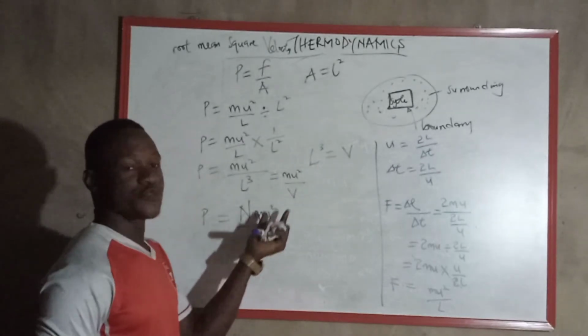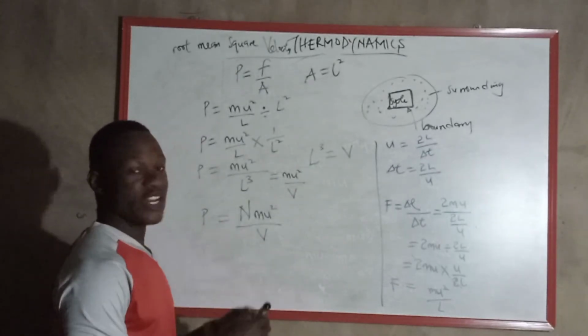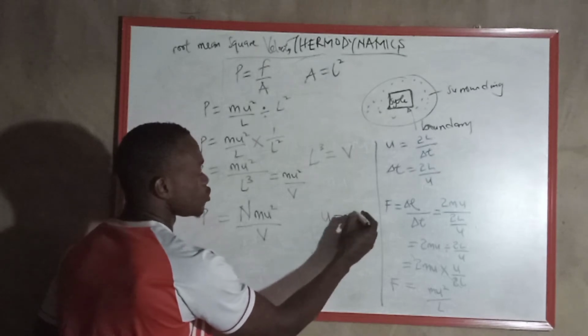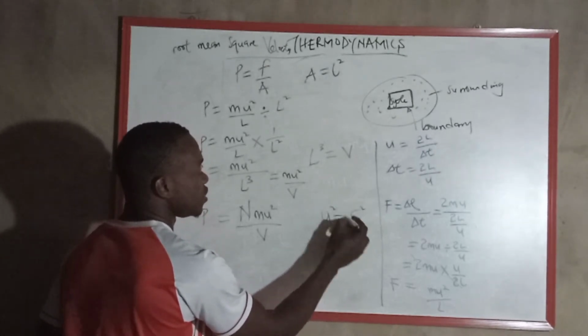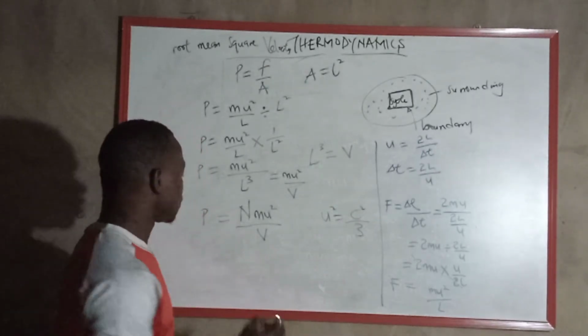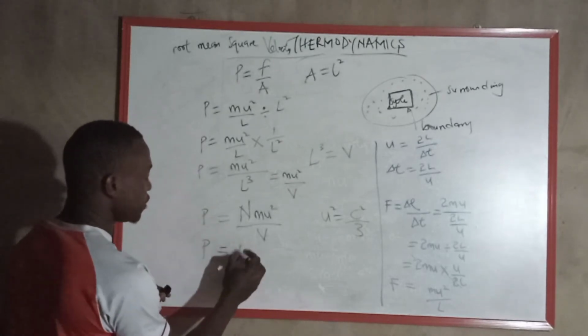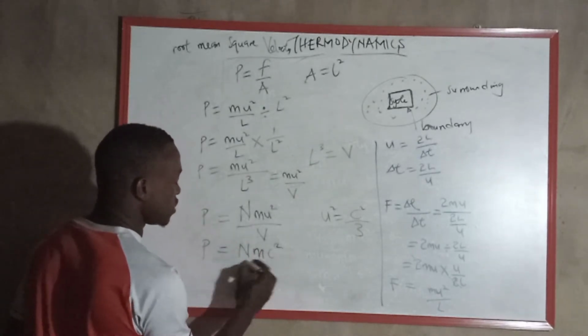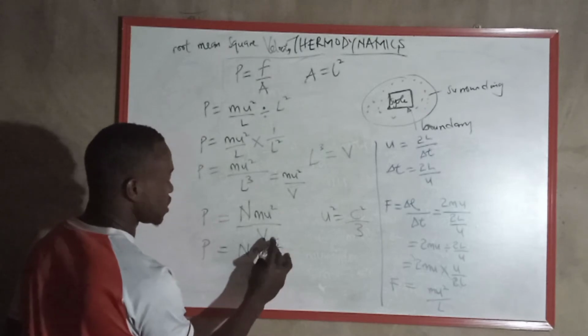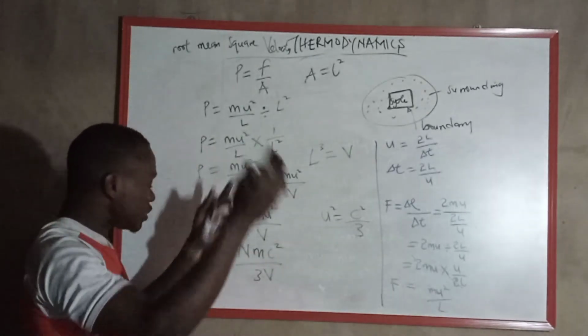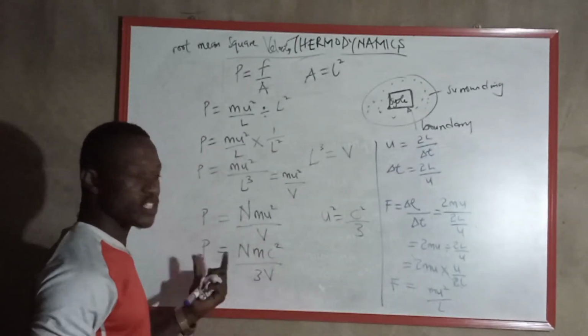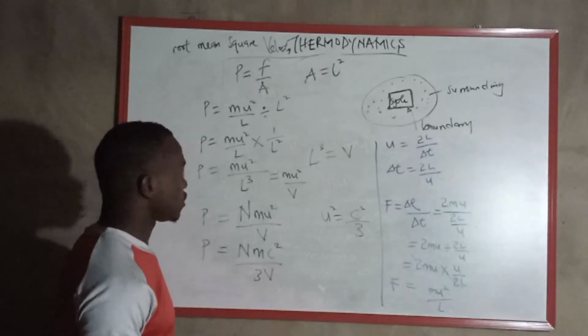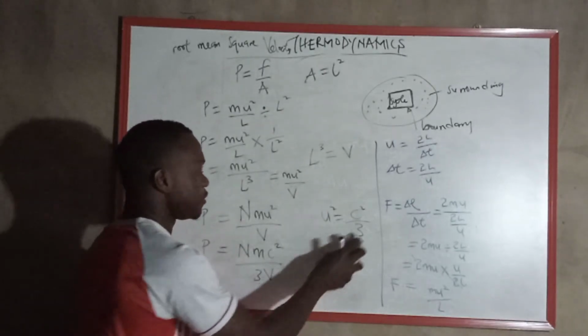Now, we said u is for one particular direction. What if we have the three directions? Automatically, our u squared becomes what? Our c squared over 3 for the three directions. So if we put that into our formula, we have nmc squared over 3v. So this gives us the pressure of the molecules in all directions. That is that. So the next is our specific volume.